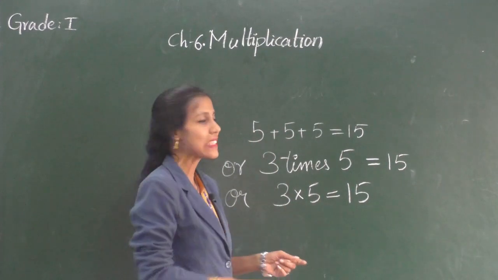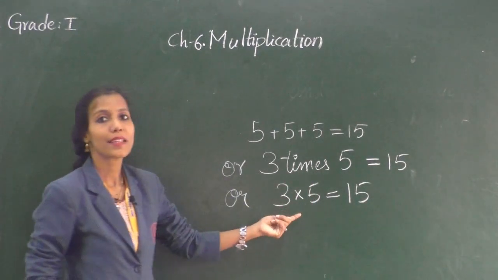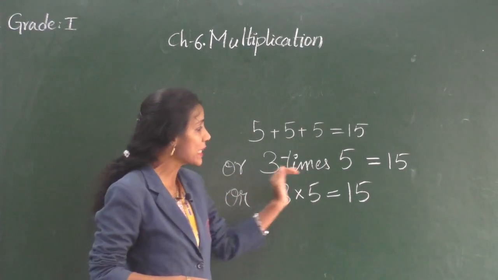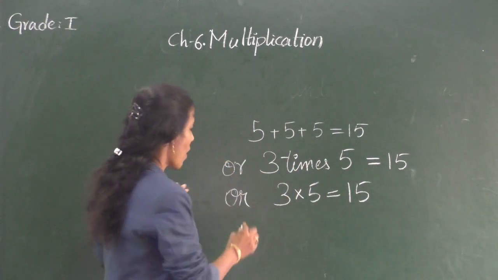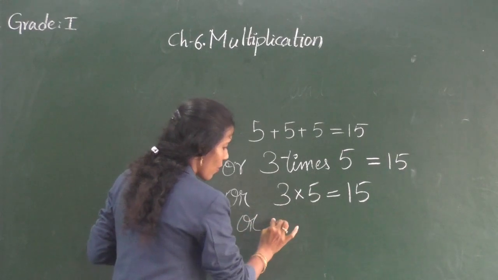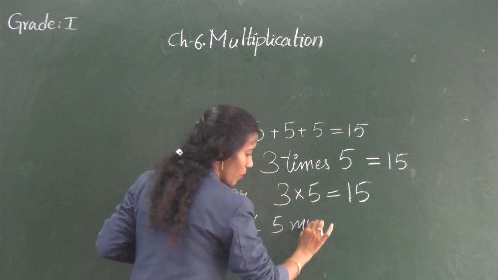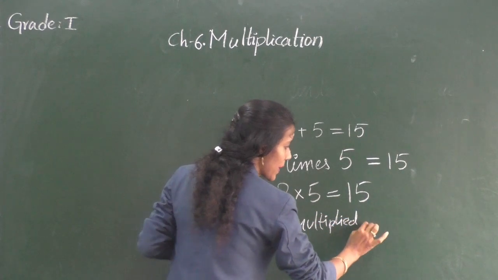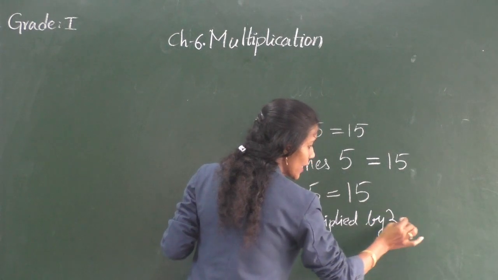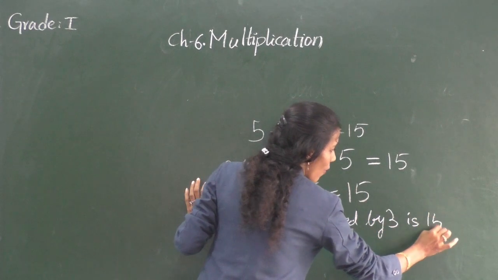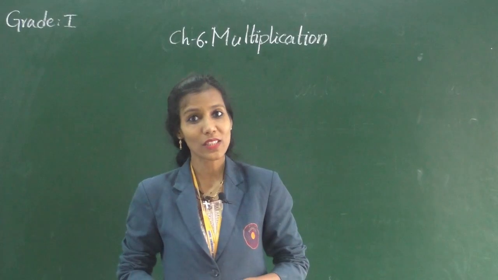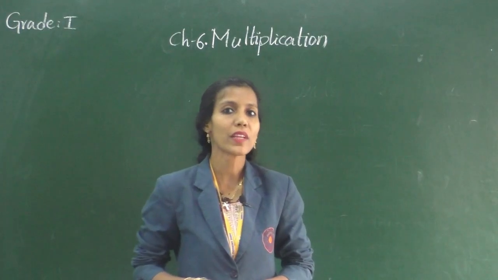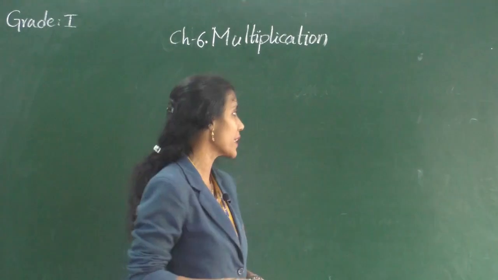Here this sign is for times, that is it represents multiplication. We read it as 3 times 5 is 15 or 5 multiplied by 3 is 15. We know the terms used in addition as well as subtraction. Today we will learn terms related to multiplication.